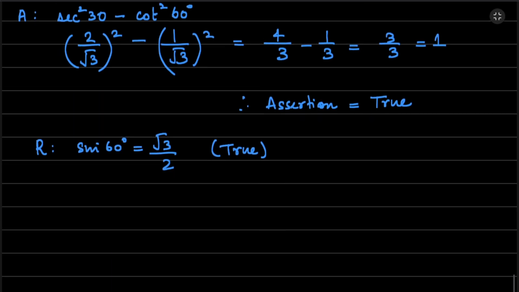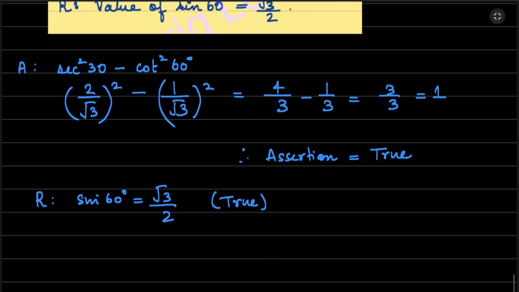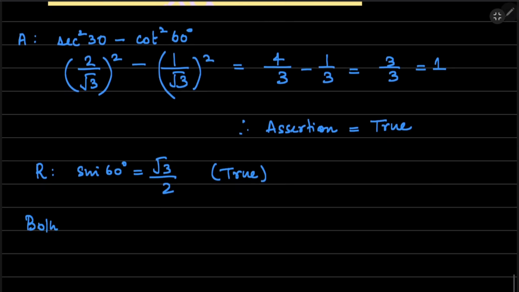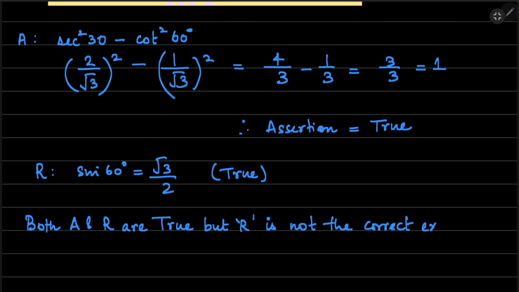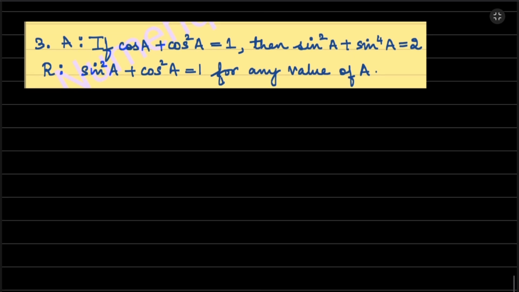Both assertion and reason statements are true, but the reason statement is not the correct explanation for A. Let me write it. So both assertion and reason statements are true, but the reason is not the correct explanation of the assertion statement. Okay. Next question.